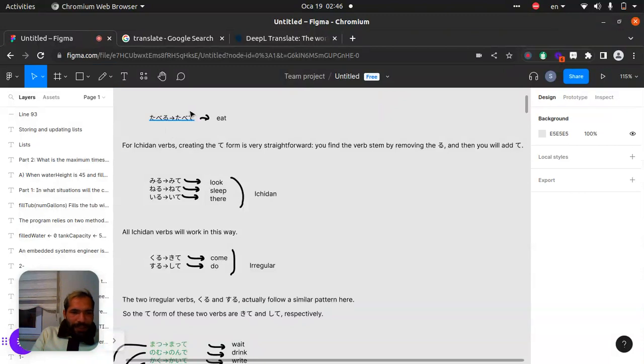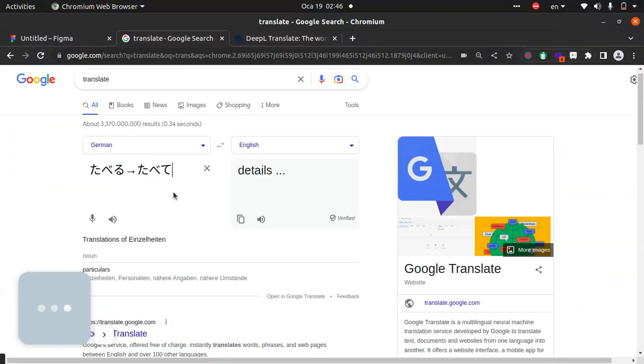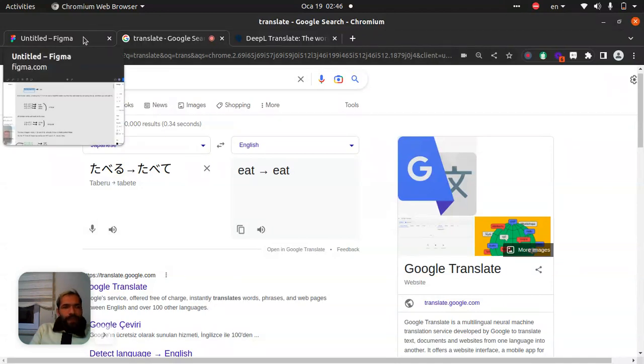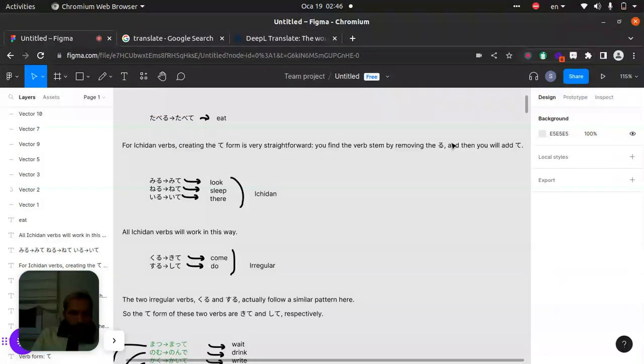Let's check it. I don't want to make some wrong operation. I think we can check it in translate to be sure. It is something like eat in English. I already know that. So eat it. Taberu, tabete. Yeah, it is te. Anyway, it is tabete. It will be tabete, okay? Let's go back to the topic. So we're just removing the ru, and after that, we're adding our te, okay?